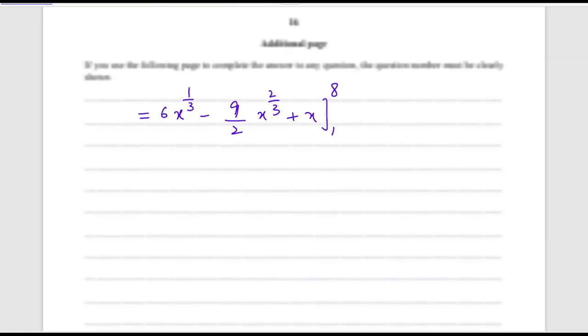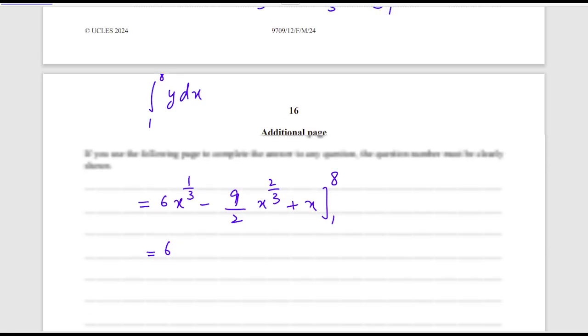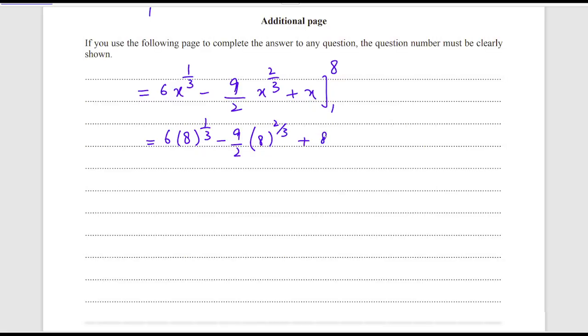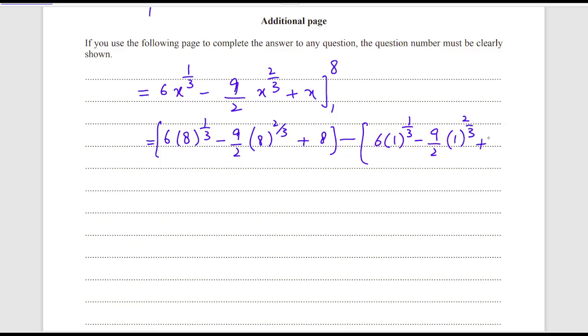Now apply the limits. It's the upper limit minus the lower limit. 6 times 8 raised to the power 1 over 3 minus 9 over 2 times 8 raised to the power 2 over 3 plus 8, this is the upper limit, minus the lower limit. The lower limit is 6 times 1 raised to the power 1 over 3 minus 9 over 2 times 1 raised to the power 2 over 3 plus 1. So this equals negative 0.5.